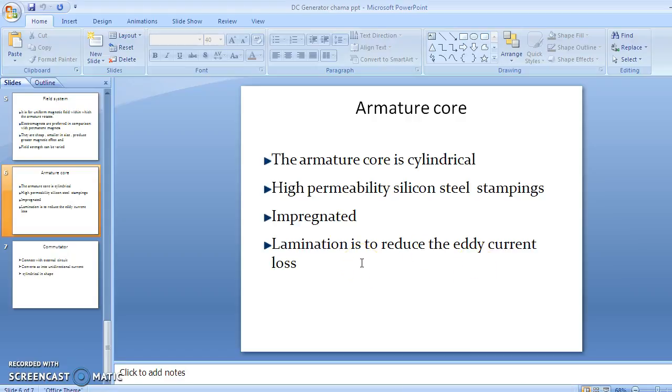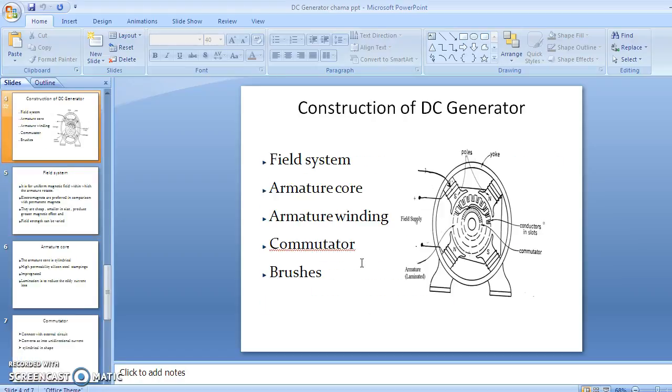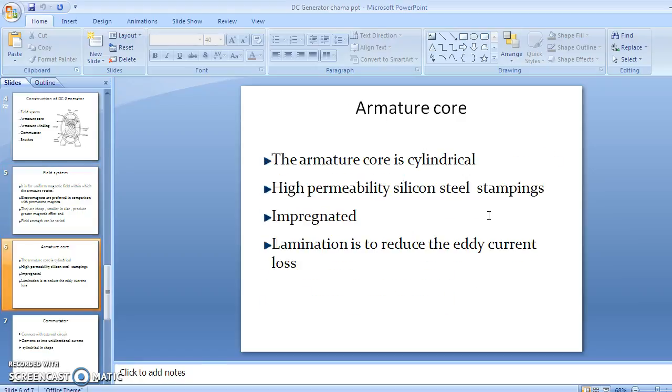These hysteresis loss and eddy current loss, you will know, are iron losses or core losses, and they are also called constant losses. And you can see here that this armature core will be laminated, that is, it will be made up of thin laminations of silicon steel stampings, in order to reduce the hysteresis loss and eddy current loss.